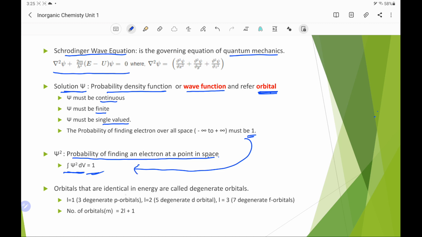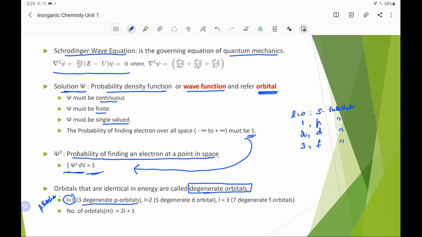Orbitals that are identical in energy are called degenerate orbitals. For example, L equal to 1. We have already mentioned that L equal to 0 refers to the S subshell, L equal to 1 refers to the P subshell, L equal to 2 refers to the D subshell, and 3 refers to the F subshell. So L equal to 1 means 3 P orbitals.